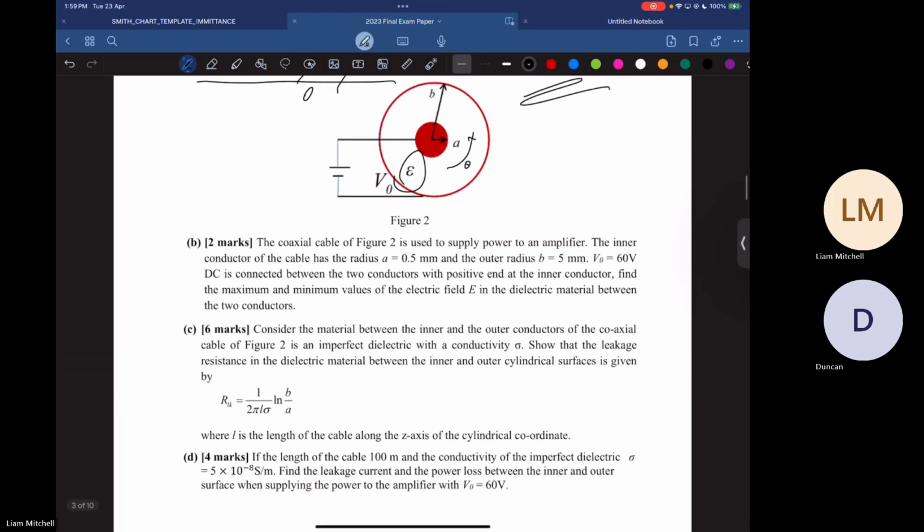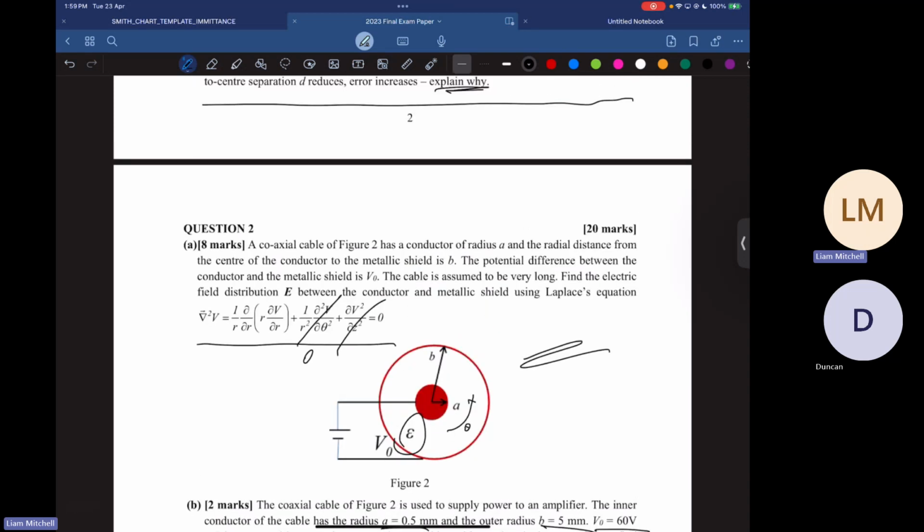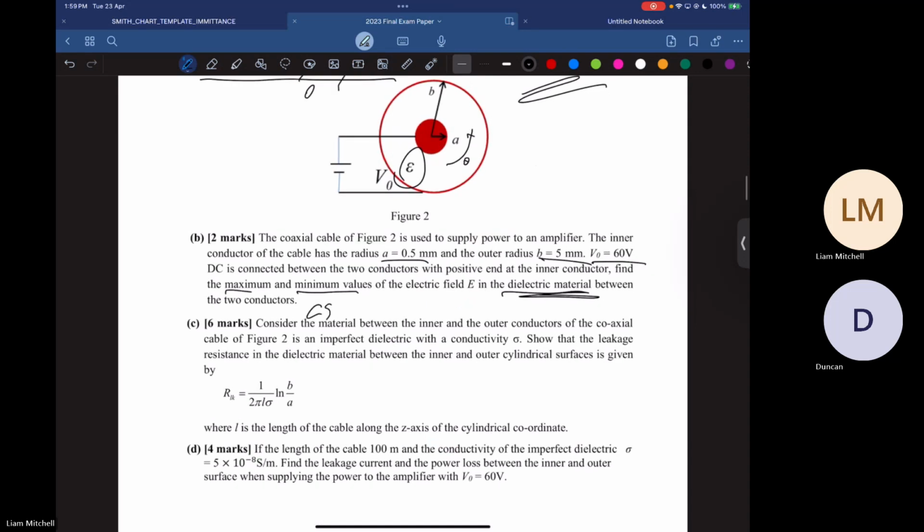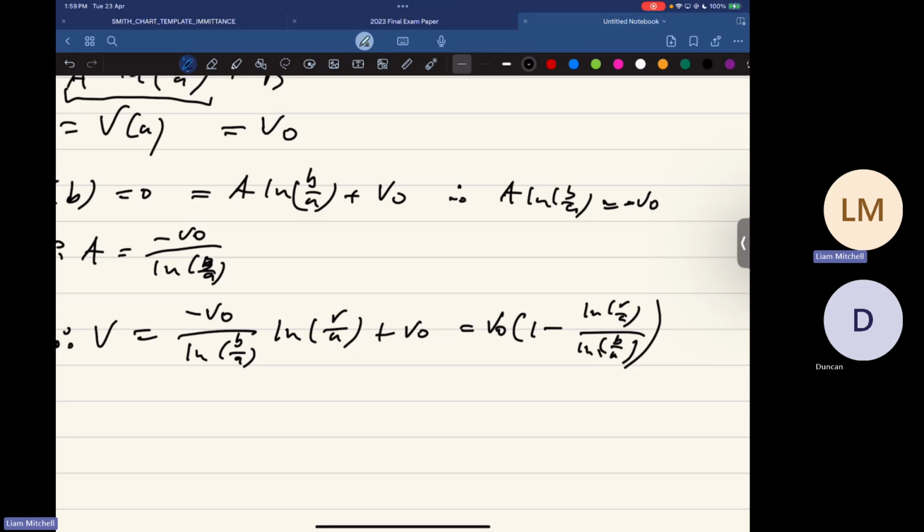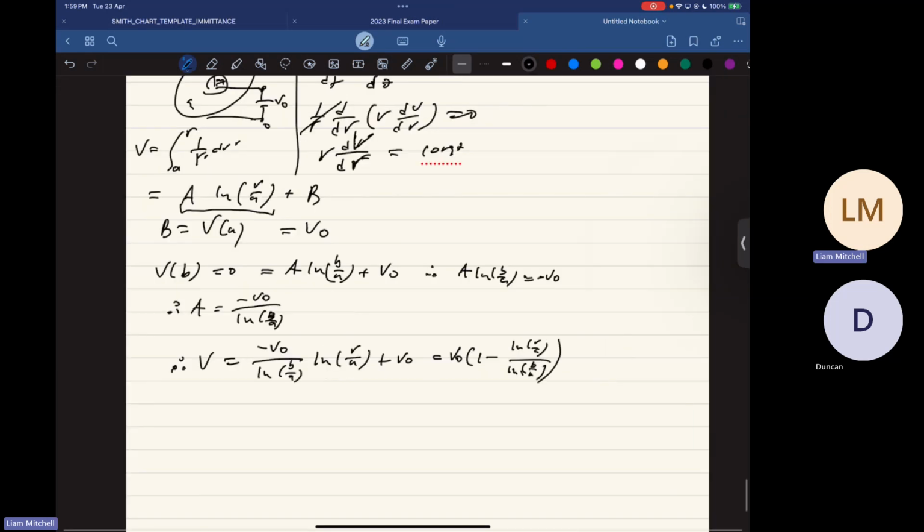Then the other question. Yes, we are given the value of a, the value of b, and a value of voltage, and we need to find the maximum and minimum values of electric field. We don't know what the dielectric material is. This is not given. We are not given epsilon, sorry. So I'm just going to assume epsilon r is 1, so it's air or something close to air. If you want to find the answer for any dielectric, you just scale it by epsilon r. Basically, the electric field is going to be less by the value of epsilon r.